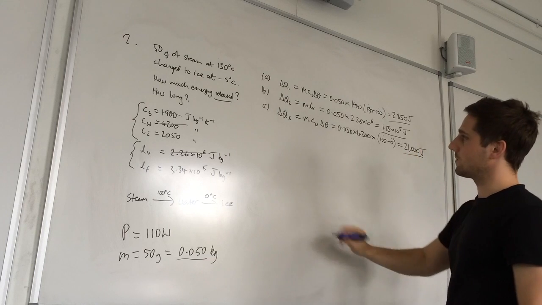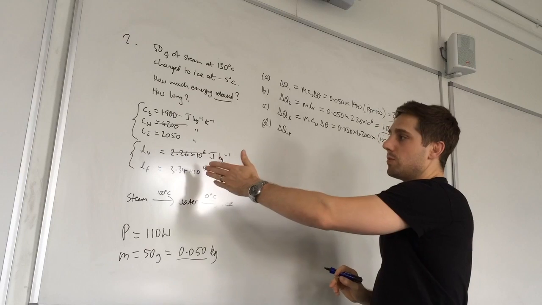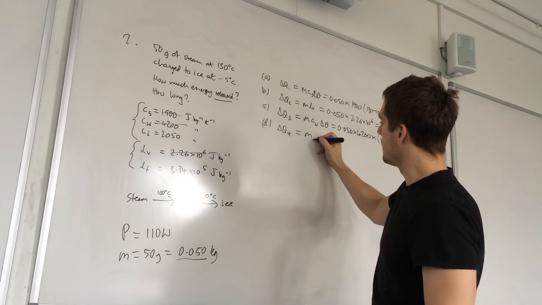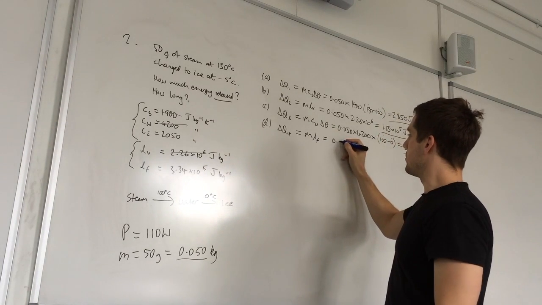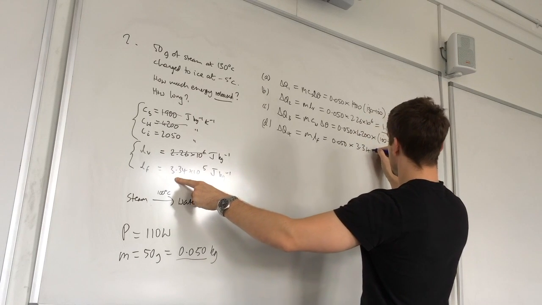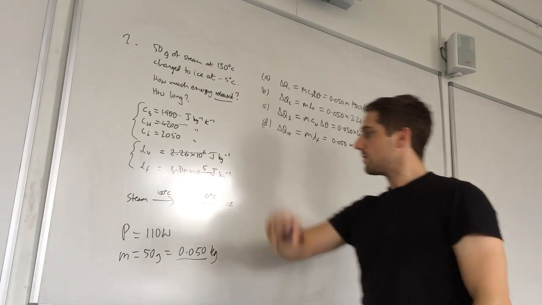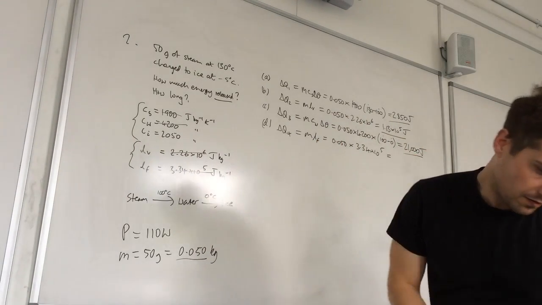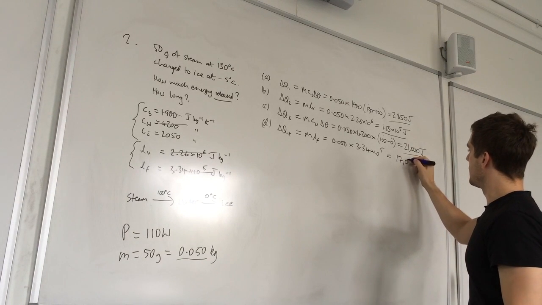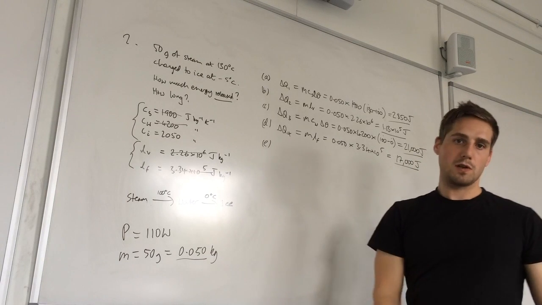joules. That's delta Q3. Part D is now its melting point or freezing point, so I'm going to use the latent heat of fusion here. It's a latent heat of fusion calculation. 0.050 multiplied by 3.34 times 10 to the 5. And so we've used that one. And that comes out as 17,000. So those are the first four calculations.